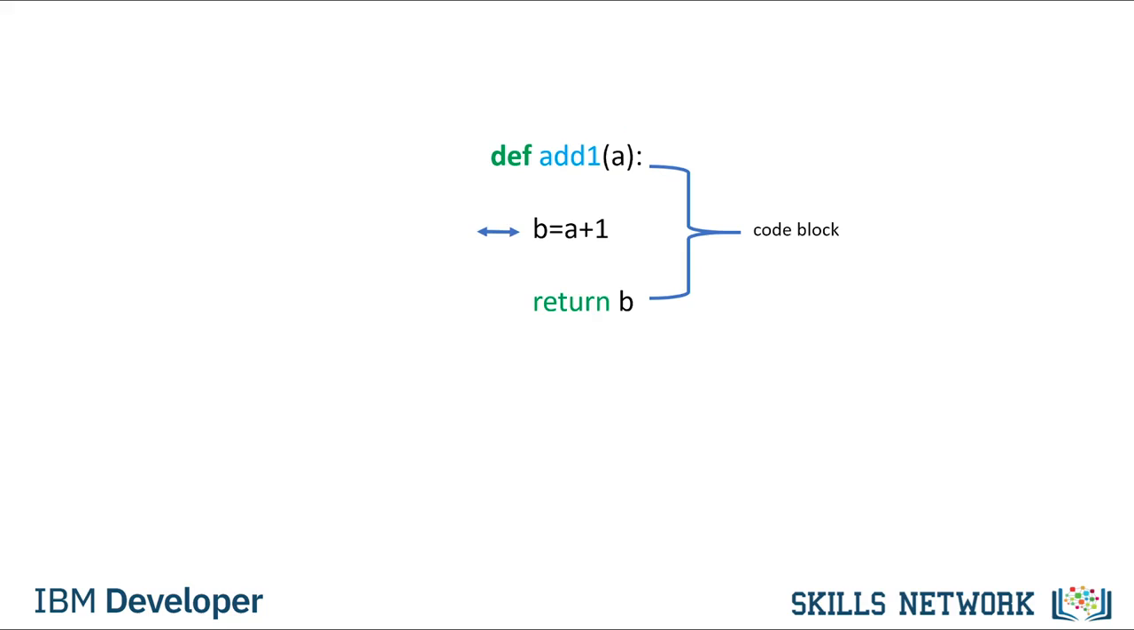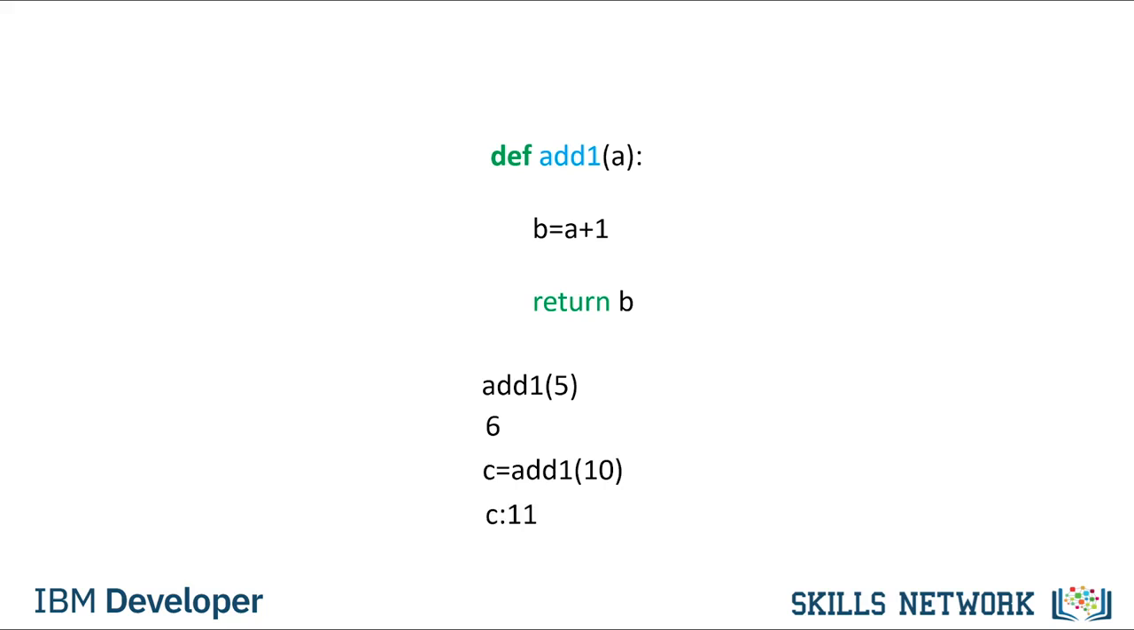We have a code block with an indent. For this case, we add 1 to a and assign it to b. We return or output the value for b. After we define the function, we can call it. The function will add 1 to 5 and return a 6. We can call the function again, this time assigning it to the variable c. The value for c is 11.